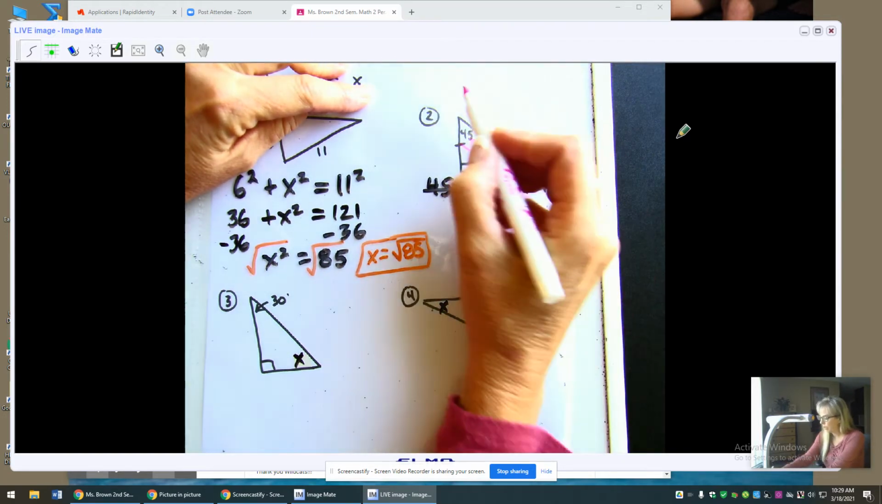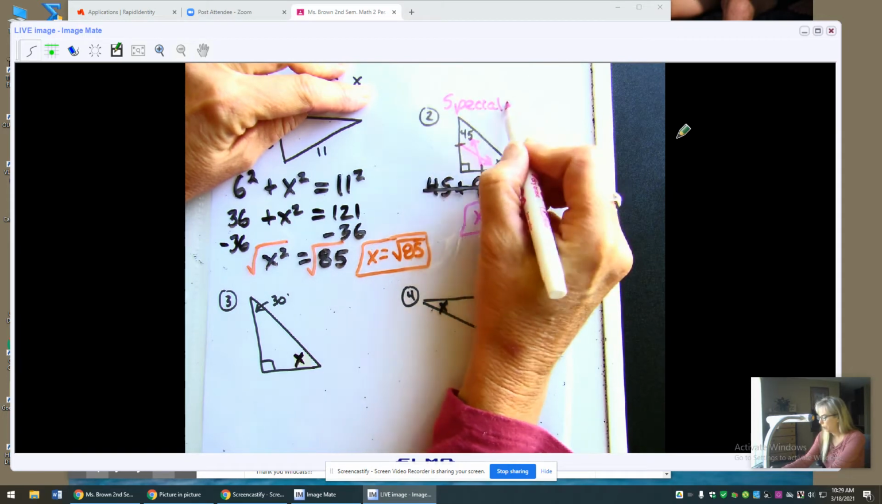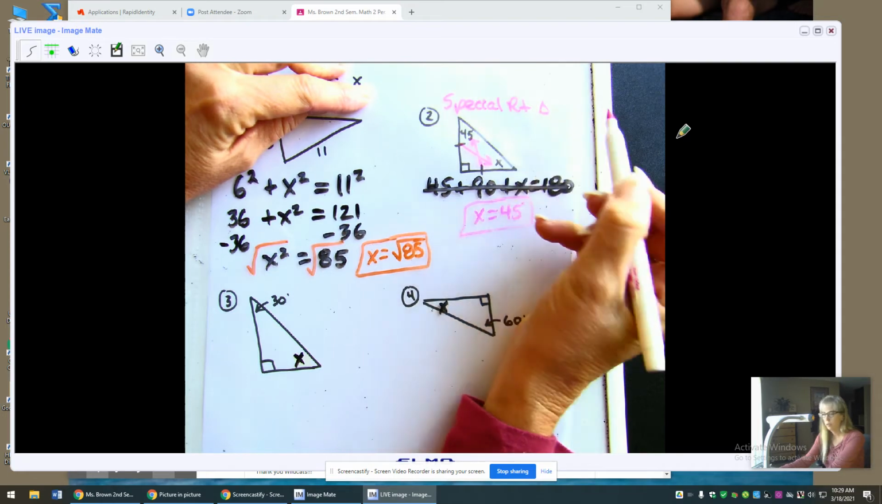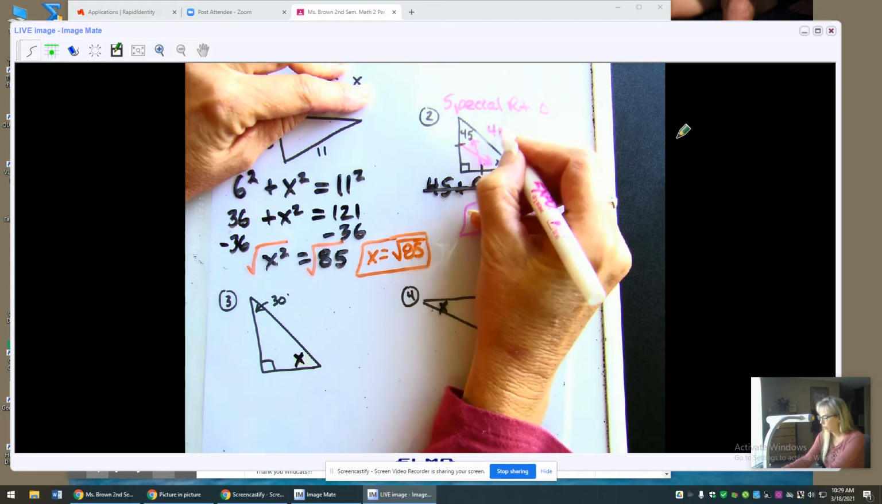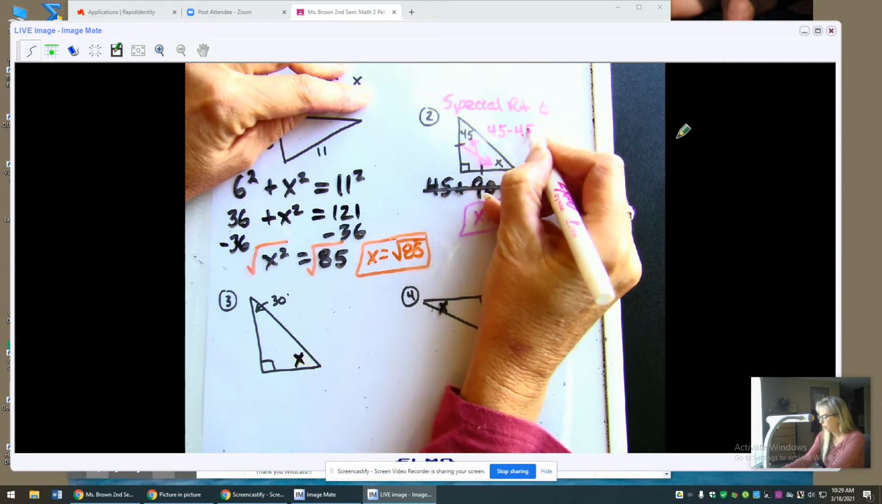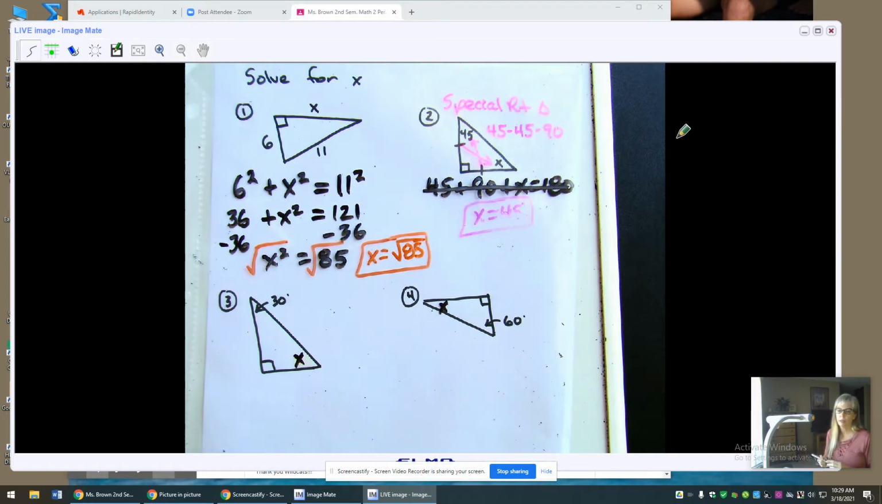This turns out to be a special right triangle. So it's called special, I'll abbreviate right triangle. There are 2 types of special right triangles. This one is called a 45, 45, 90 special right triangle. And it's special because there's a relationship between the sides and the hypotenuse. There's a ratio, and we're going to learn that today.